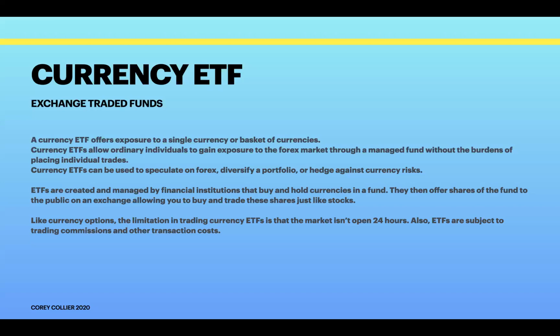They're created and managed by financial institutions that buy and hold currencies in a fund. So it's kind of like a pool of money. They then offer shares of the fund to the public on an exchange, allowing you to buy and trade these shares just like stocks. Like currency options, the limitation on trading currency ETFs is that the market isn't open 24 hours.